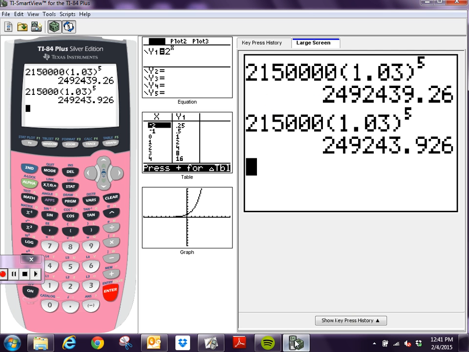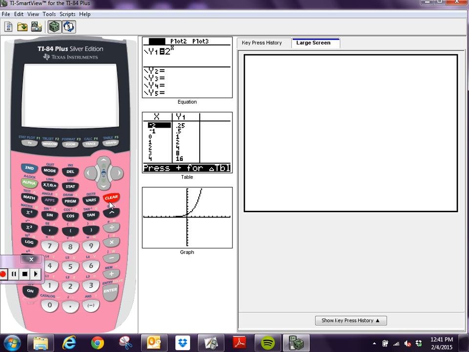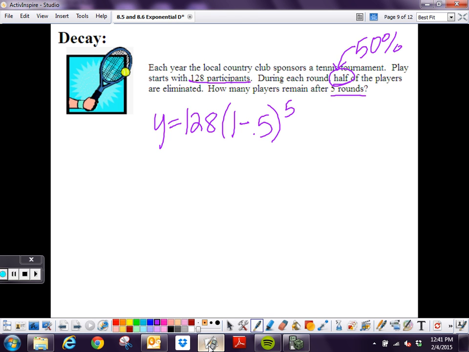So we'll go ahead and type that in our calculator. So after 5 rounds, we have 4 players left.